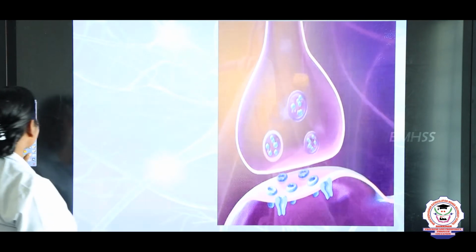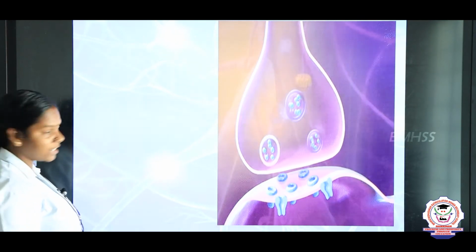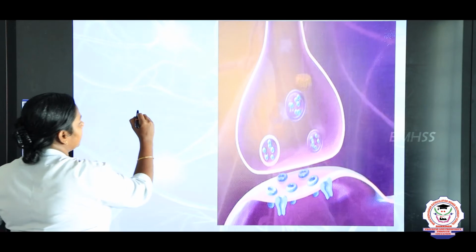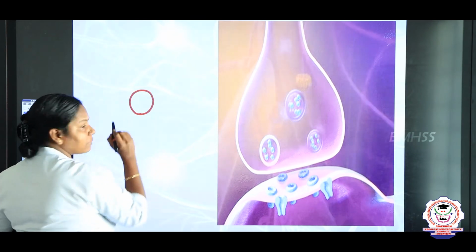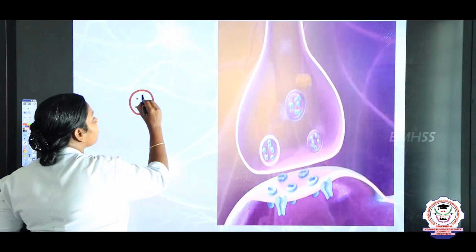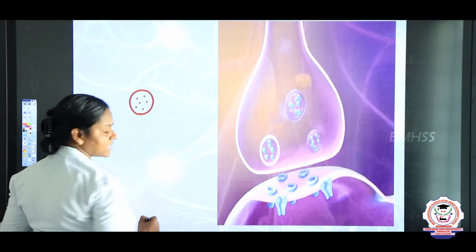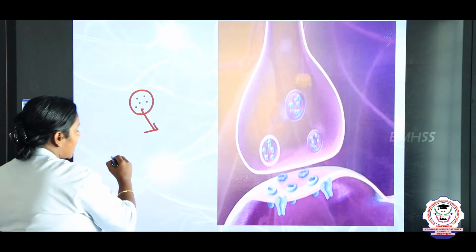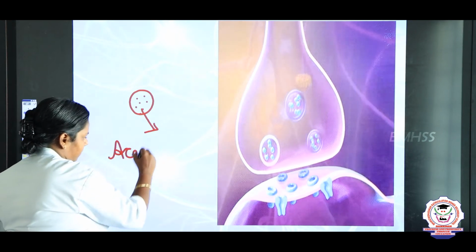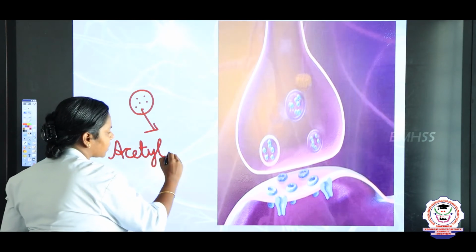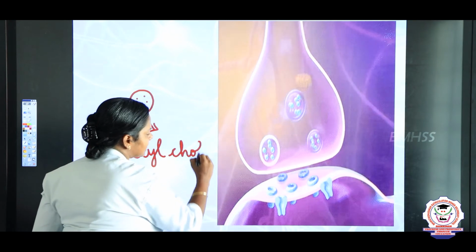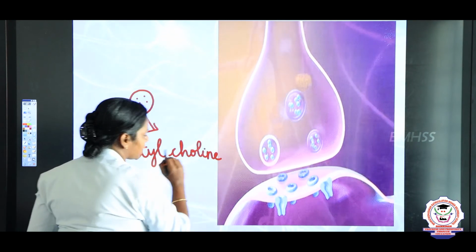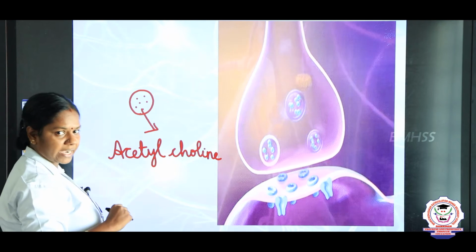And now we are going to see what is transmitted. You can see some molecules, right children, like this. We call it a vesicle, and it consists of many neurotransmitters. And what is the neurotransmitter? Acetylcholine. Acetylcholine is a neurotransmitter which is present in the majority of organisms.